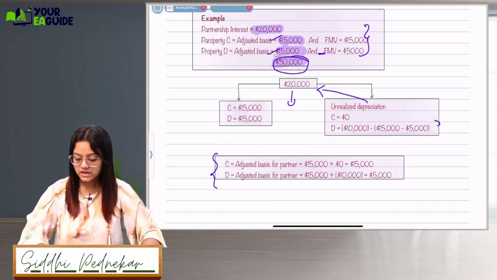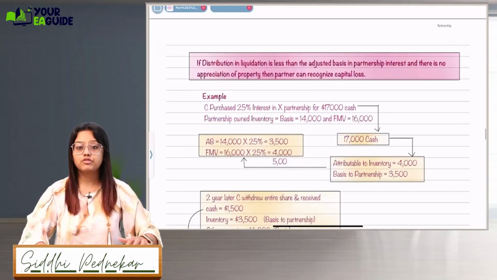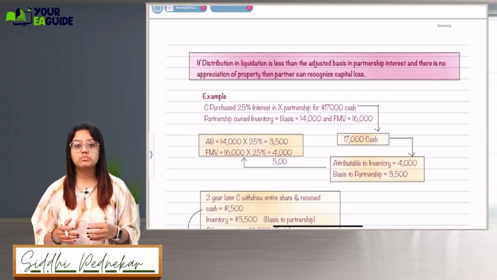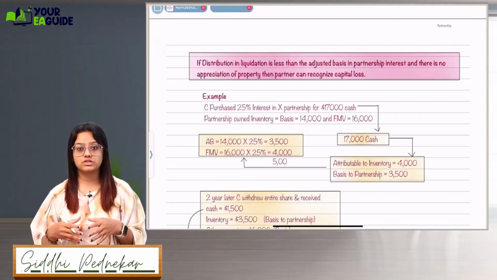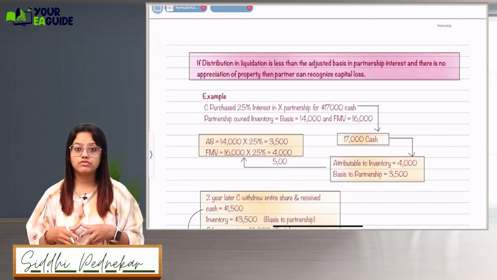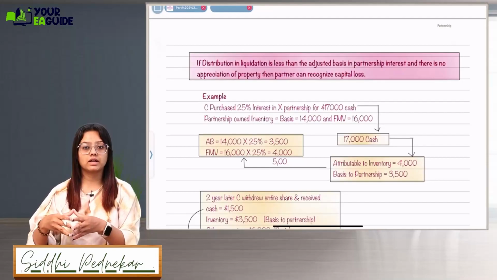Got it, guys? So next, if the distribution in liquidation is less than the adjusted basis in partnership interest and there is no appreciation of property, then the partner can recognize the capital loss.